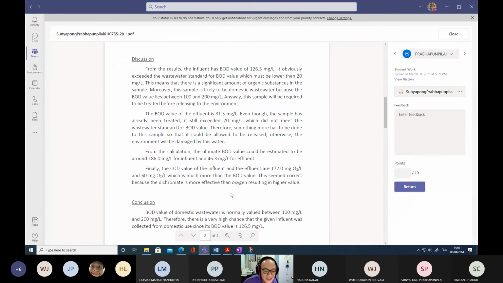The COD must be maintained below 120. You didn't mention about the COD, right? COD must be smaller than 120, but BOD is less than 20 milligrams per liter.